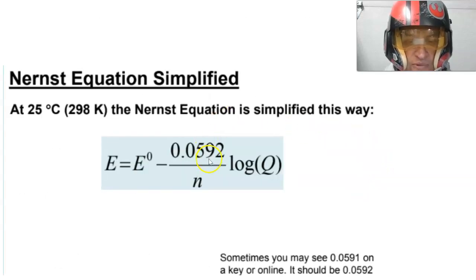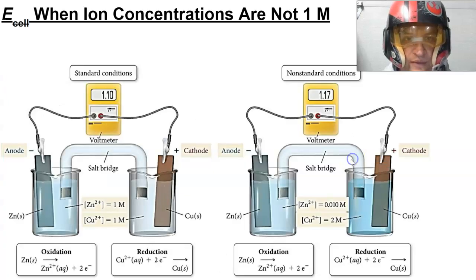Simplified though, because we have some of the same constants, we have this 0.0592. You might see 0.0591, not really equivalent. And then remember, n is the number of electrons, and this is the log of Q. Because it's not going to be at equilibrium, it's going to be at something different. So, the Nernst equation done a little differently.